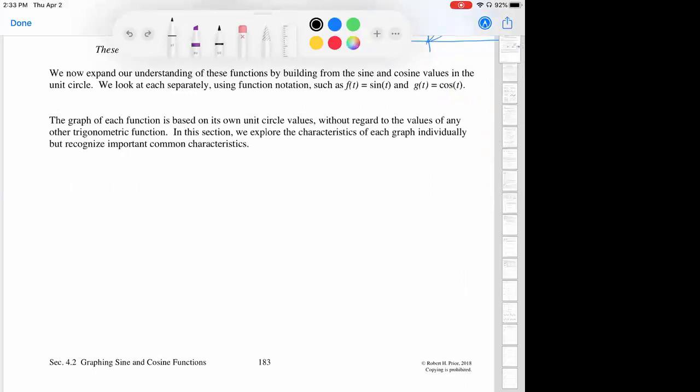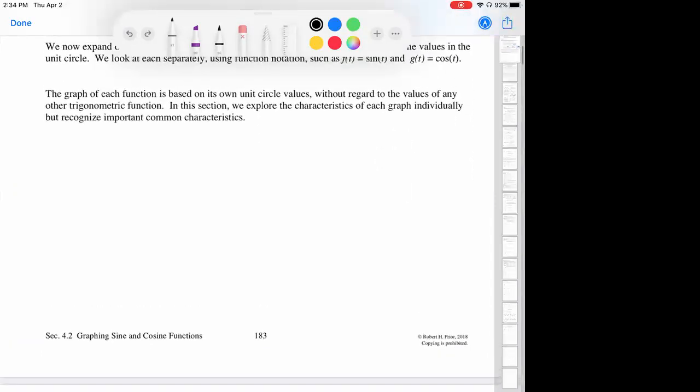Moving forward, we now expand our understanding of these functions by building the sine and cosine value in the unit circle. We look at each separately using function notation, such as f of t equals sine of t and g of t equals cosine of t. The graph of each function is based on its own unit circle values without regard of the values of any other trig function. In this section, we explore the characteristics of each graph individually, but recognize important common characteristics.